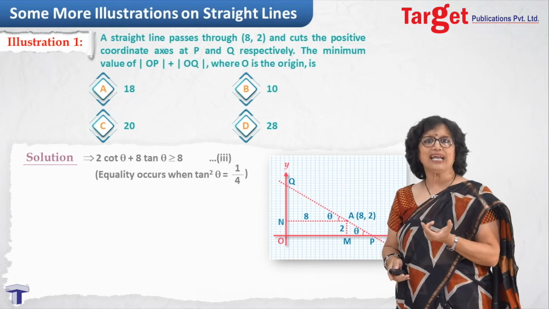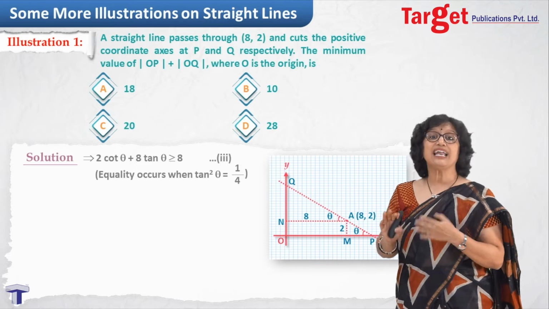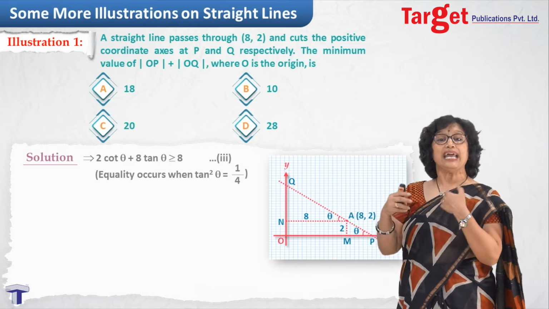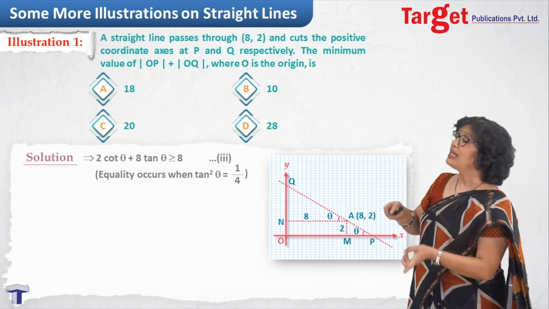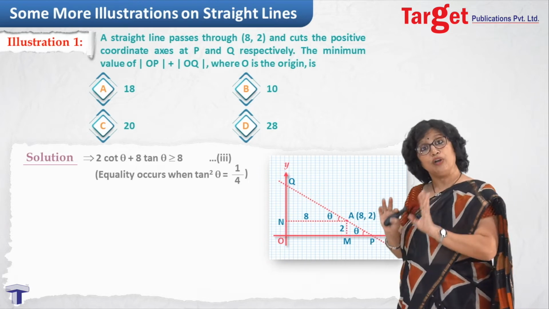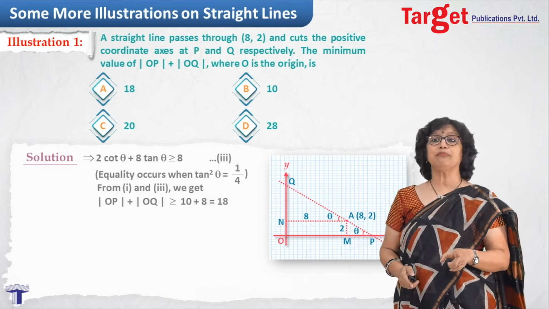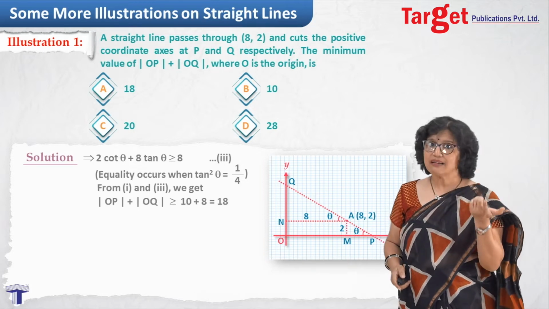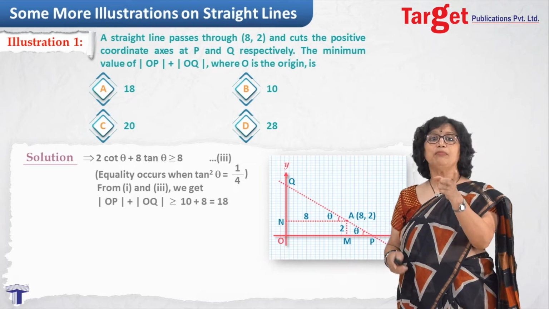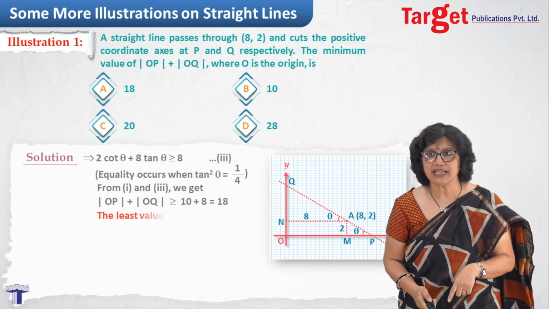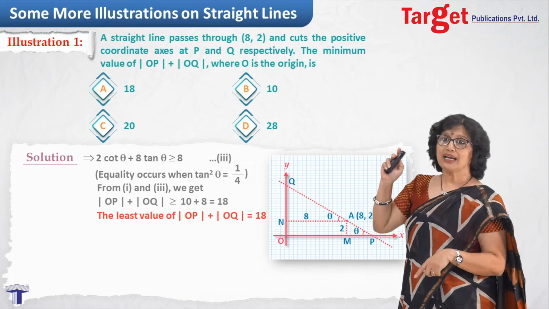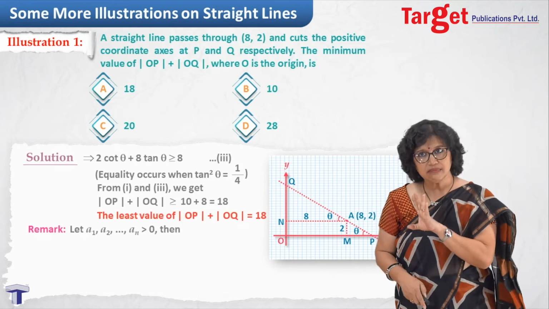So I can surely get some value of theta for which tan square theta is 1 by 4. And hence I can say 2 cot theta plus 8 tan theta would be 8 for some value of theta, and hence minimum would be nothing but 8, and still 10 is to be added. So minimum required value would be 10 plus 8, so 18. So the correct answer should be A.